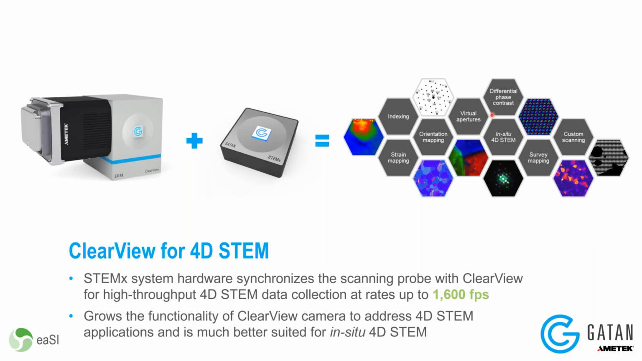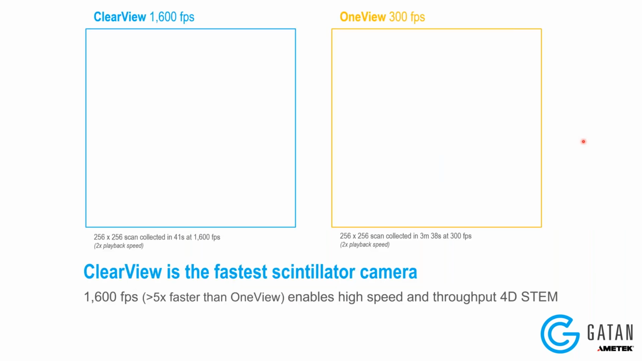You can do virtual aperture imaging, differential phase contrast or DPC imaging. Now we can do orientation mapping and diffraction pattern indexing. You can do strain mapping on a sample. You can do in-situ 4D STEM experiments. And then you can do really advanced things like custom scan patterns, etc., with this 4D STEM technique and a high-speed camera. And so high speed is always really good for 4D STEM because it affects the data rate at which you can acquire 4D STEM data.